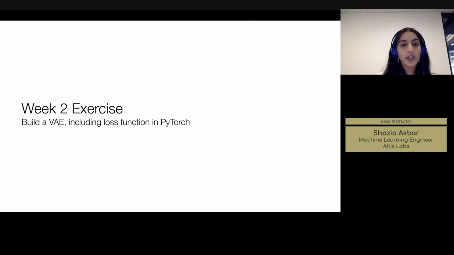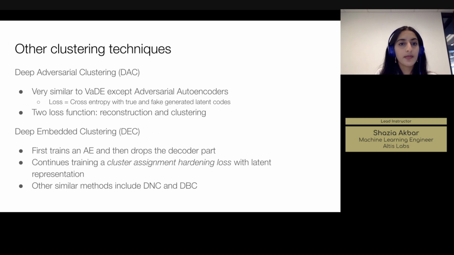As mentioned, the week 2 exercise will be building a variational autoencoder. I highly recommend using the VaDE that you built last time because there'll be very little modification needed. The only modifications will be adding that Gaussian mixture model component and then adding the loss function. Then feel free to go ahead and visualize them and see what's happening within that latent space. So that's the VaDE part of this week's discussion.